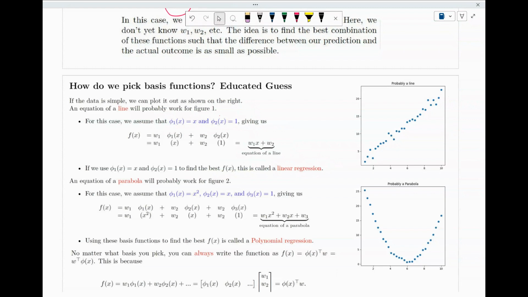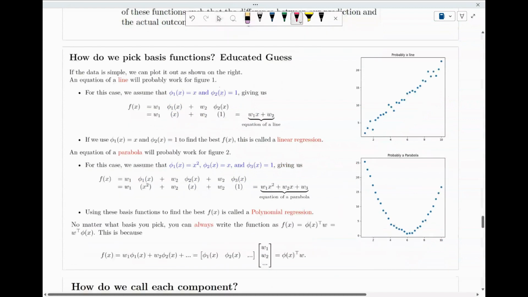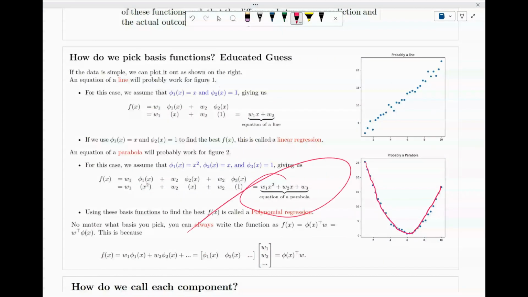Other times, maybe you'll see a function that looks like this. Then maybe what makes sense is to have an equation of a parabola. Notice how this is the equation of a parabola. Just like here, we don't know which line it is. When we say it's a line, it could be any line. It's not until we find W1, W2 that we know what the best line is. Over here, it's the same. We don't know W1, W2, W3. We just have a structure, and once we have a structure, we can then find the best W1, W2, W3 that matches the data.